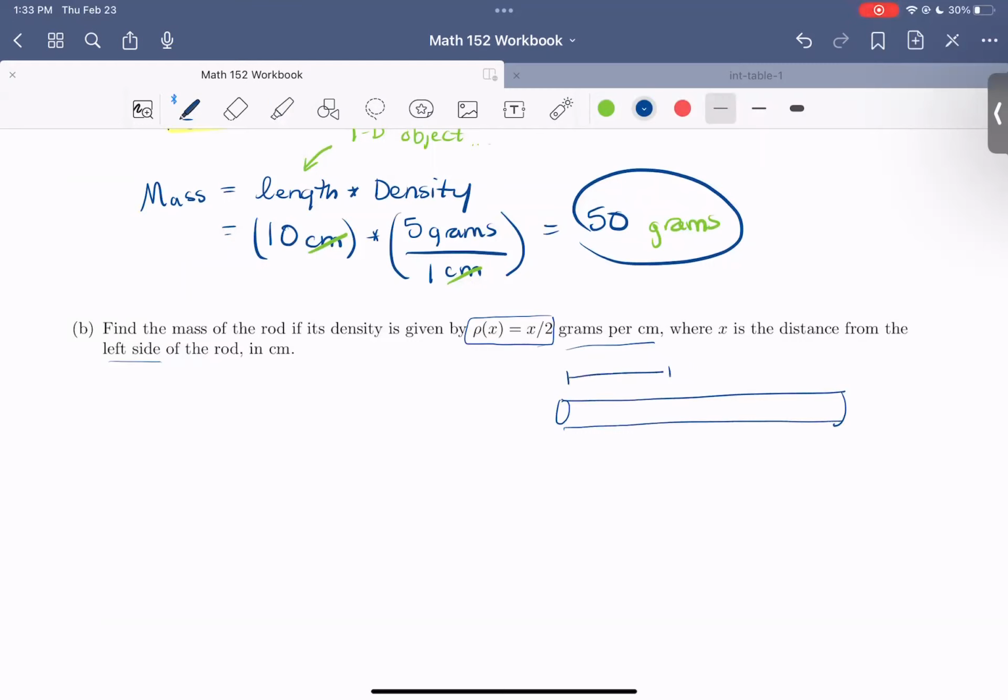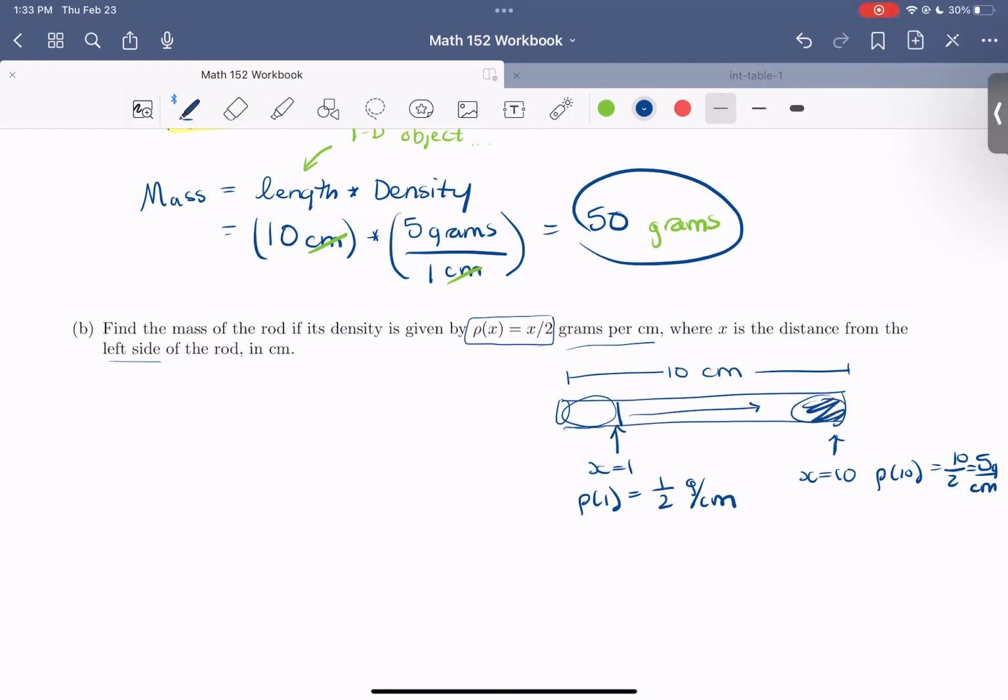So it's still going to be 10 centimeters. But we see that at this end, when x is equal to 10, the density at 10 is going to be 10 over 2, which is 5 grams per centimeter. But over here, when x equals 1, the density is going to be 1 over 2 grams per centimeter. So we're going to start with a fairly light rod here, 0.5 gram per centimeter, and then as we move over, we're going to get heavier at the end. So this rod does not have uniform density throughout.